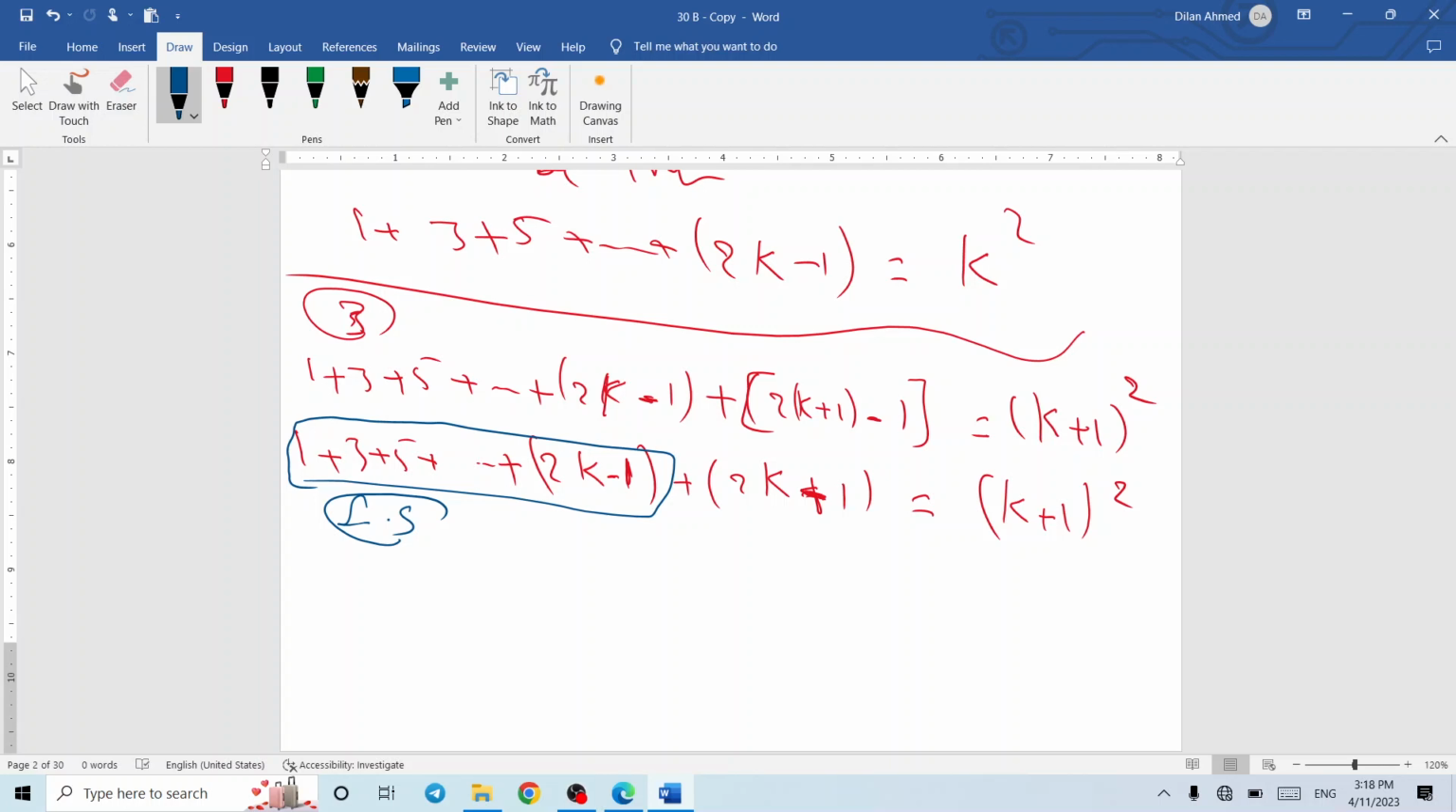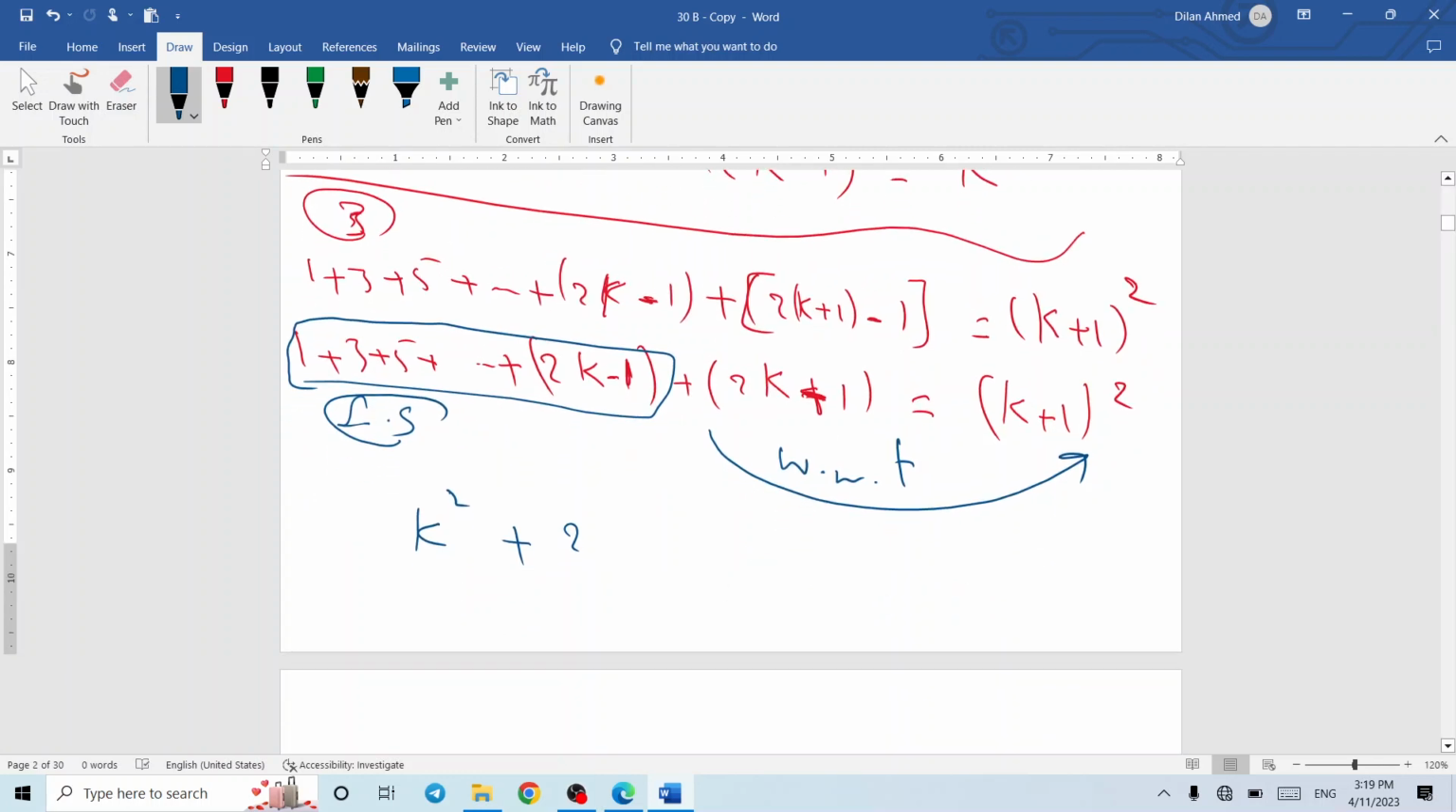Who can answer me? Is equal to what? K squared, you're right. By the second step, okay? And plus what? You have this one, we want to show that. We want to show that is equal to what? So we say from left side, this one's k plus 2, k plus 1. Am I right? Do you agree with me?